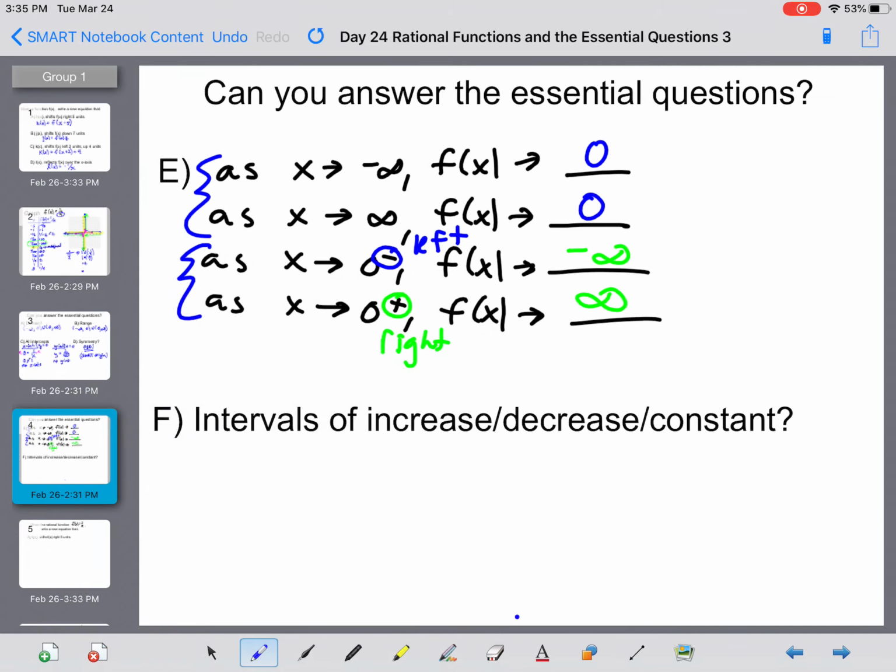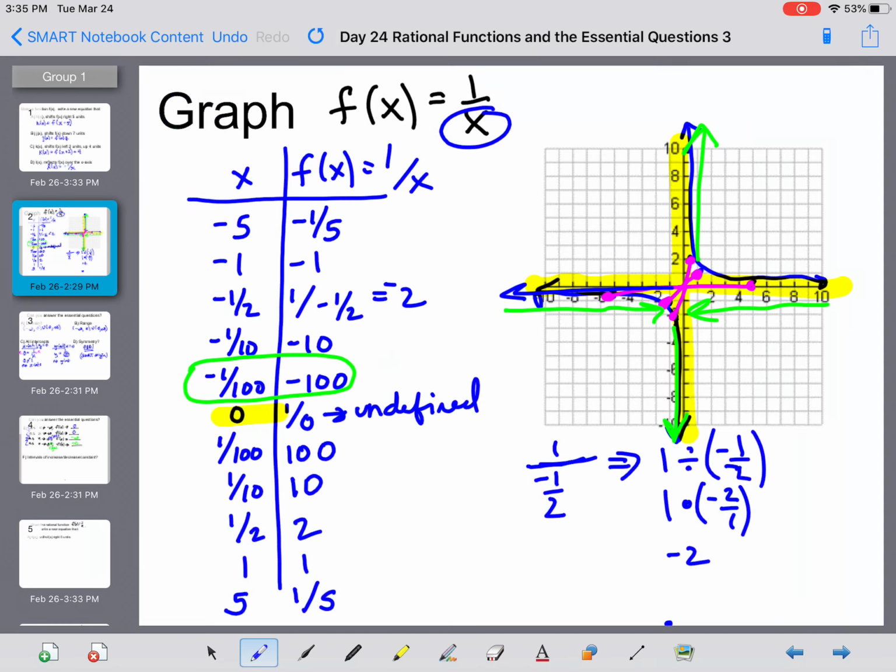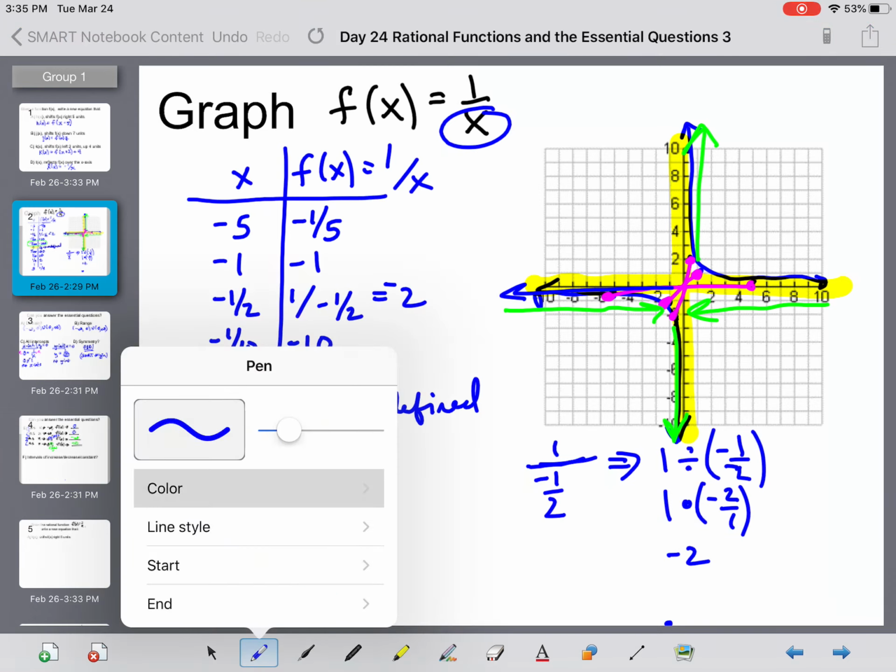Intervals of increase, decrease, or constant. Let's go back and look at the picture here. So let's look at this first left-hand side. Sorry, I have a whole bunch of markup on this graph. Let's, I guess, pick a new color.